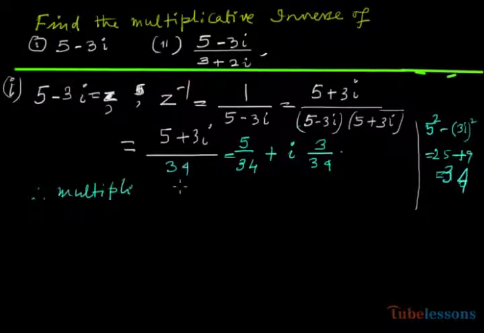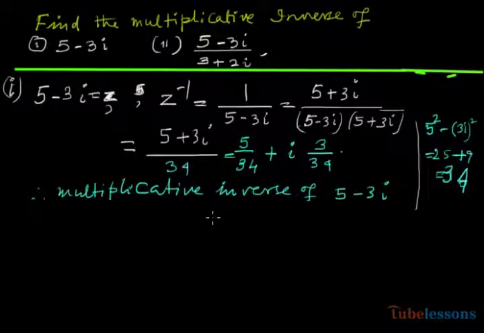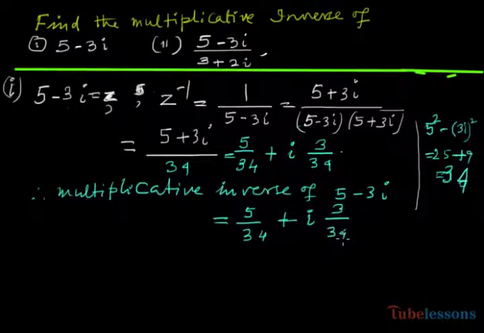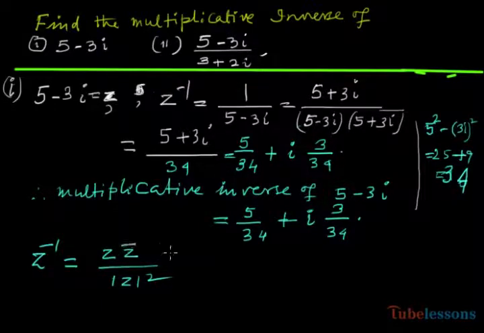multiply inverse of in fact, thirty-four is a whole square and this is Z and its conjugate Z.